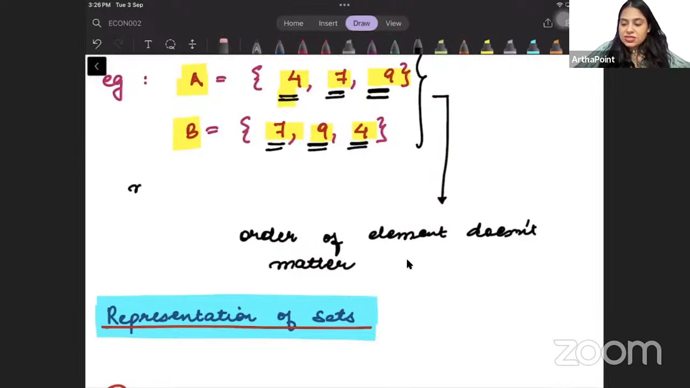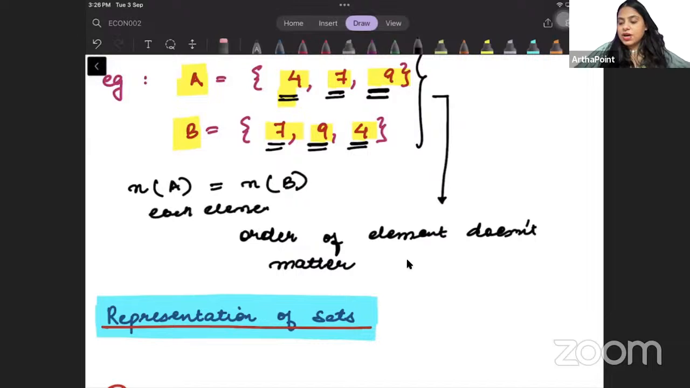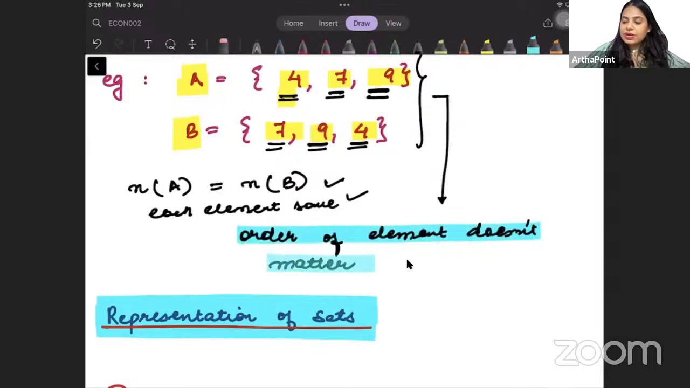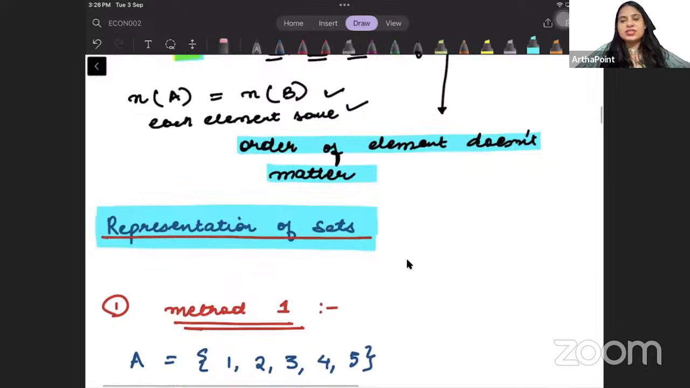So the number of elements in A and B are equal, and each element is also the same. हर element same है, right? So order does not matter. Order से फर्क नहीं पड़ेगा. Set A and set B will be equal. They are the same set.